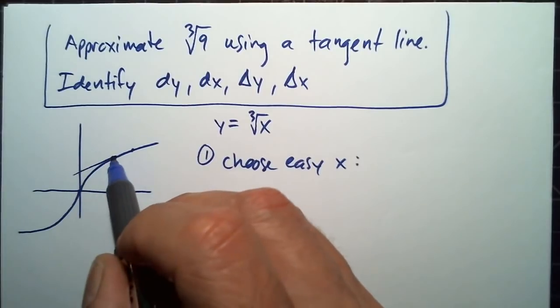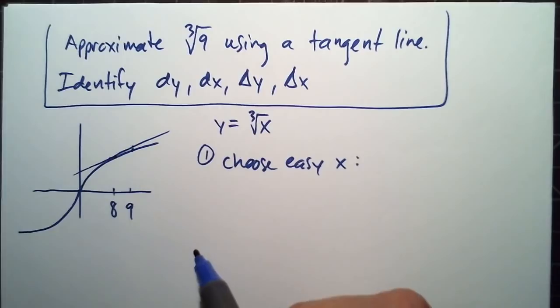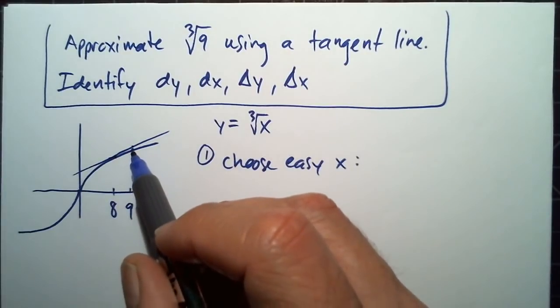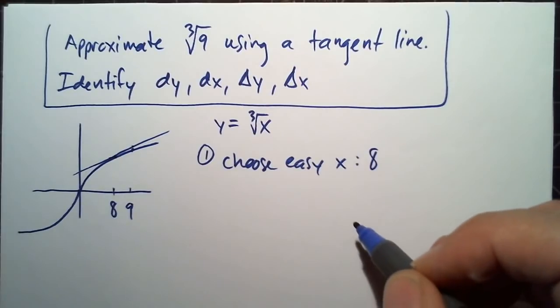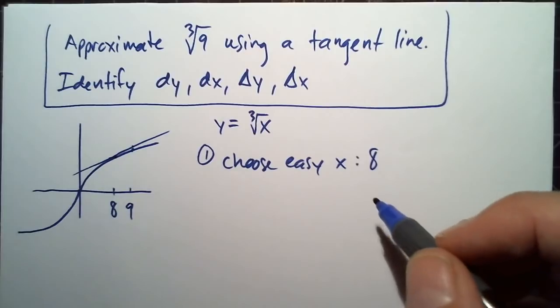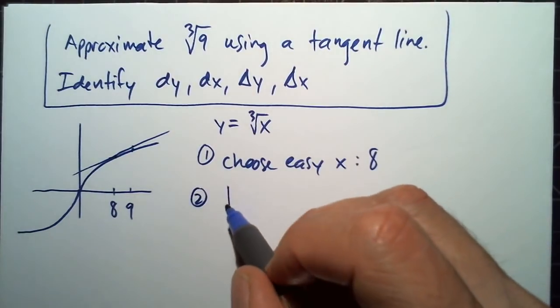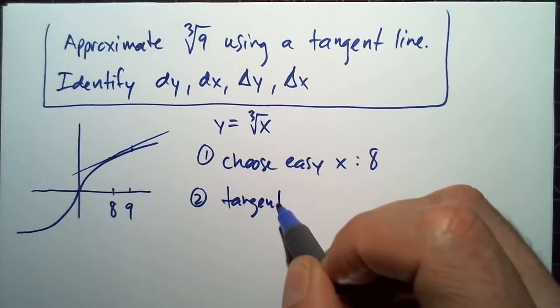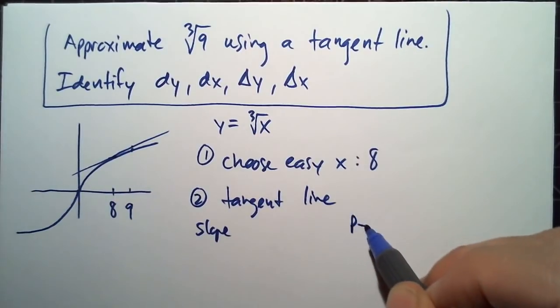We'll make a tangent line, and that tangent line is going to give us an approximation of the y value of the function at 9. The easy x is 8. All right. Tangent line. Find the slope, then do point slope.